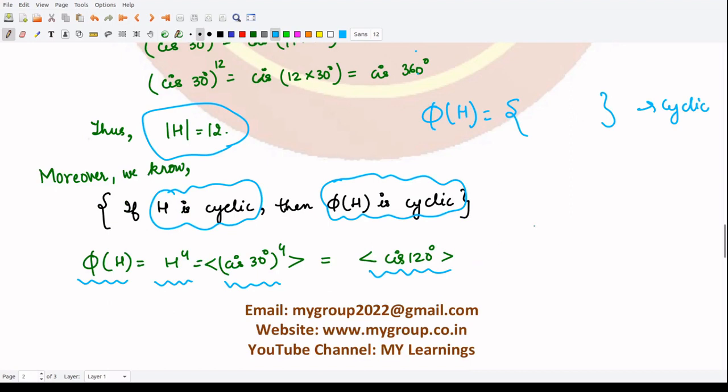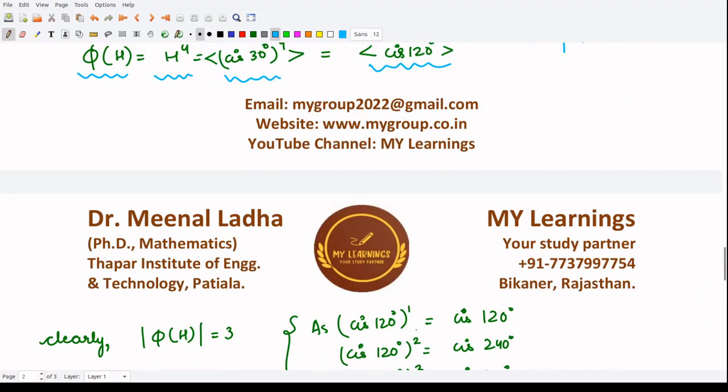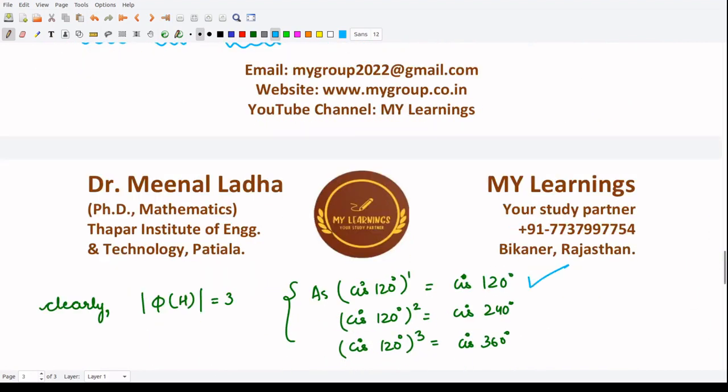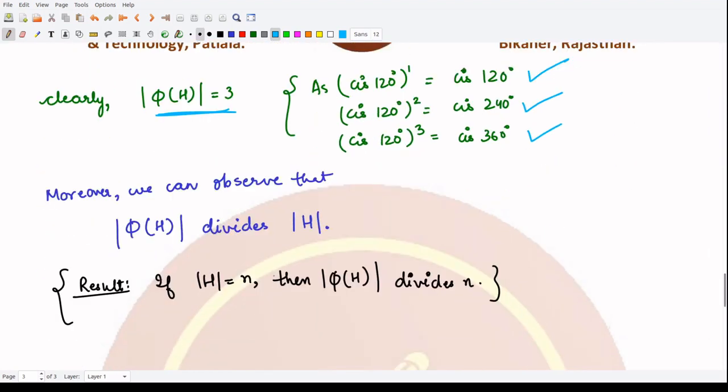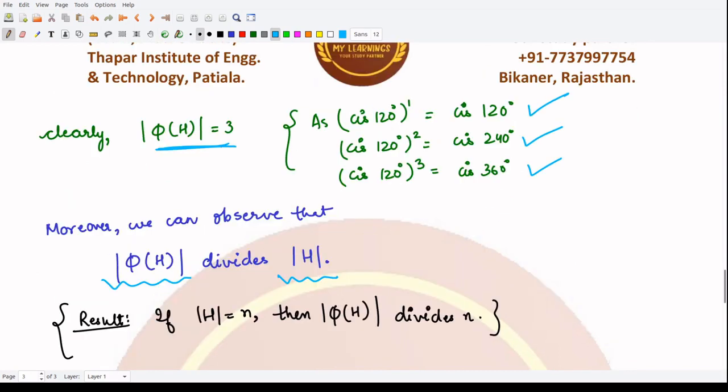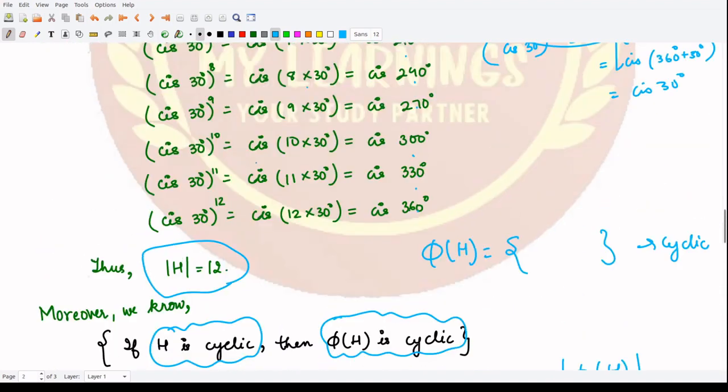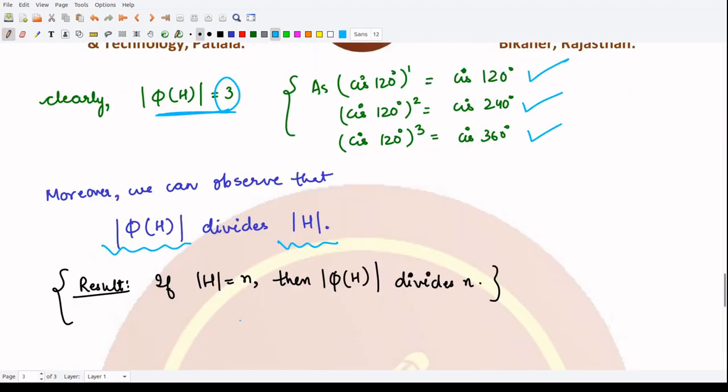So what is the order of this phi of H? Let's see. If you take cis 120 raised to power 1, it is cis 120. Cis 120 raised to power 2 is cis 240. Cis 120 raised to power 3 is cis 360. Correct? So the order here is 3. From here we can make this observation that the order of phi of H divides the order of H. The order of phi of H is 3. The order of H was 12, right? So 3 divides 12, hence we have verified this result that whenever the order of H is n, then the order of phi of H divides n.